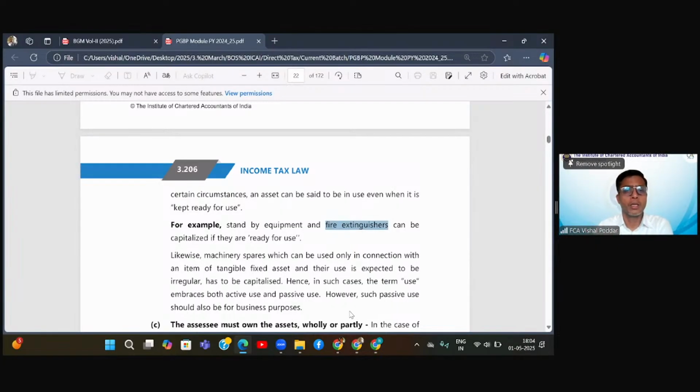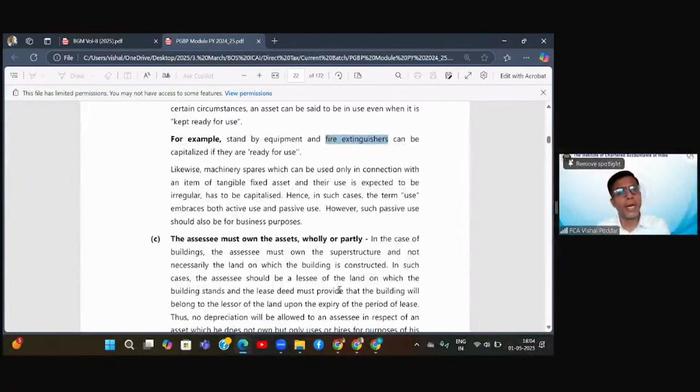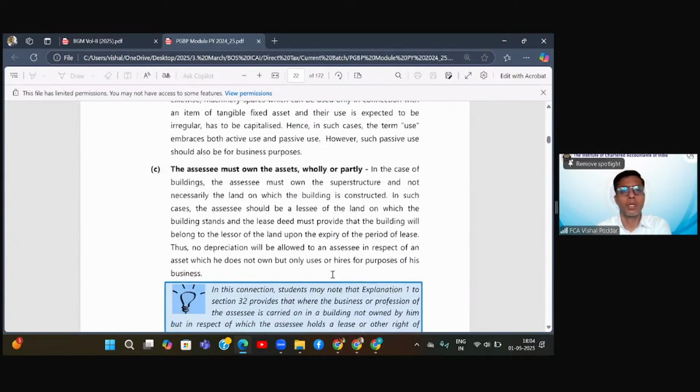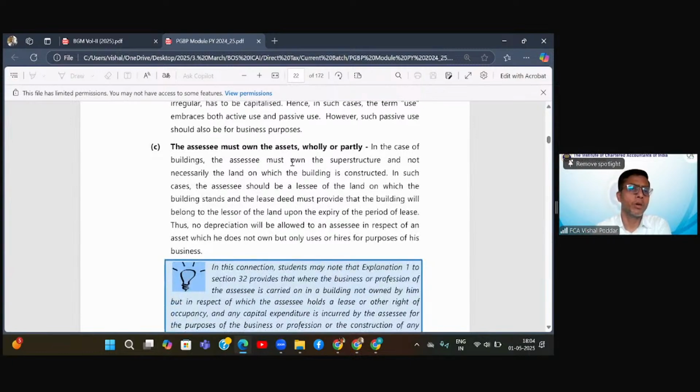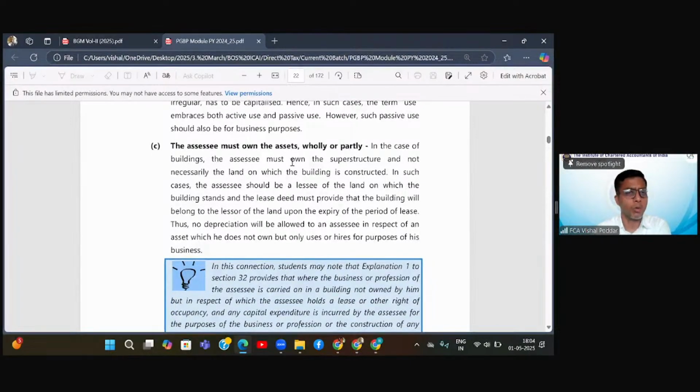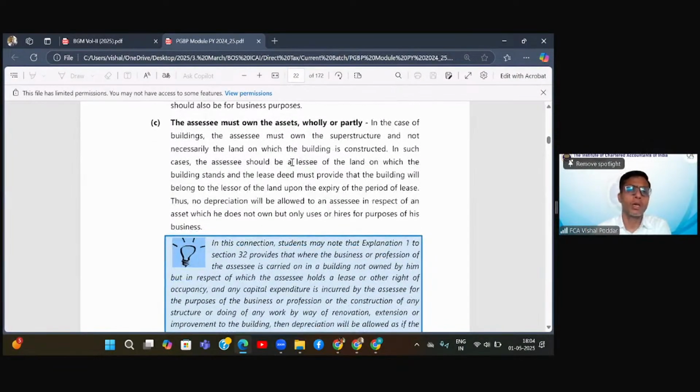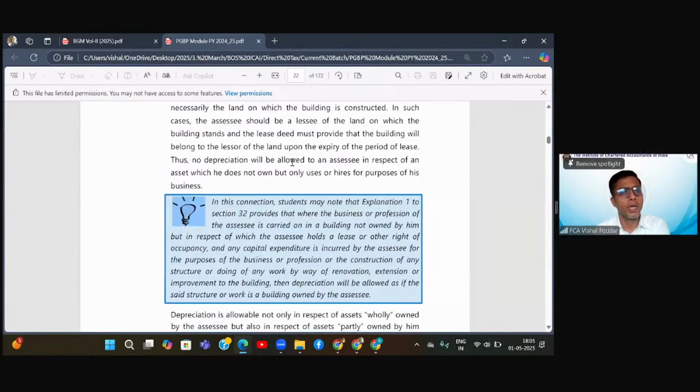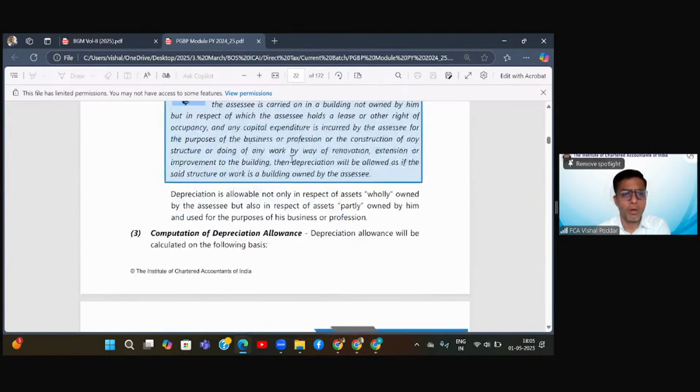So when they are saying the asset should be used, it may be actively used or it may be kept as a standby. Then the assessee must be the owner of these assets, either wholly or partly. Again, where you are owning the asset partly, you are eligible for depreciation for the part of it.